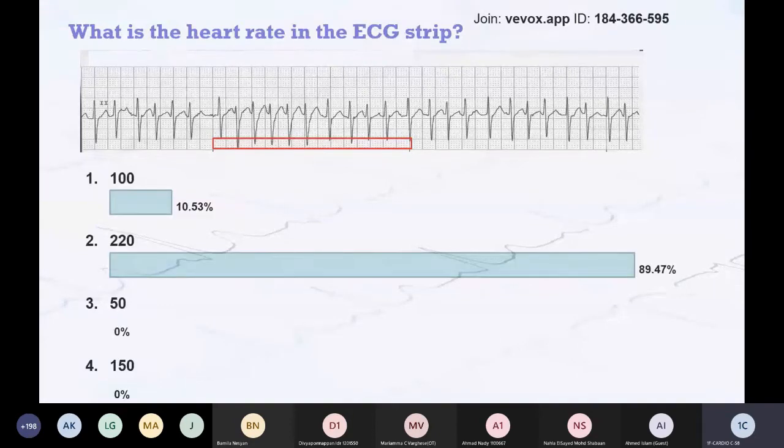So 89% chose 220, which is correct because this is an irregular heart rhythm. So we cannot use the first method. We have to count the QRS in 3 seconds, then multiply by 20. So how many QRS are here? 1, 2, 3, 4, 5, 6, 7, 8, 9, 10, 11. If you multiply by 20, it's 220. So that's the correct answer.